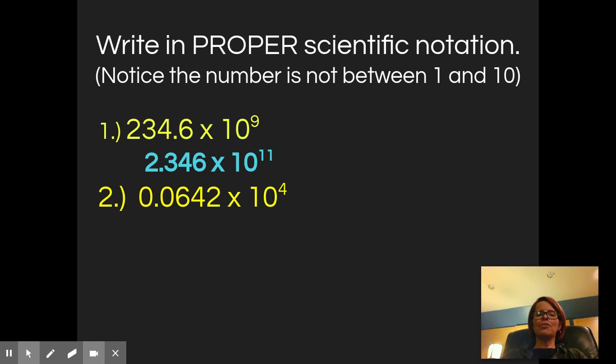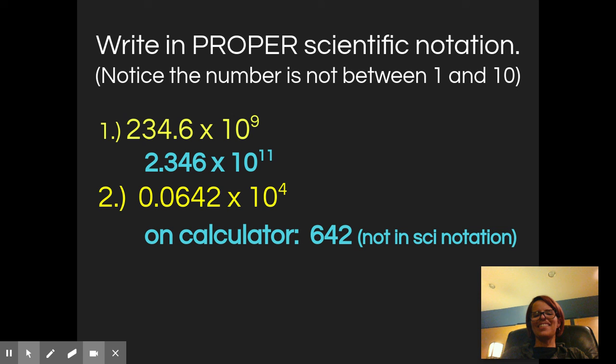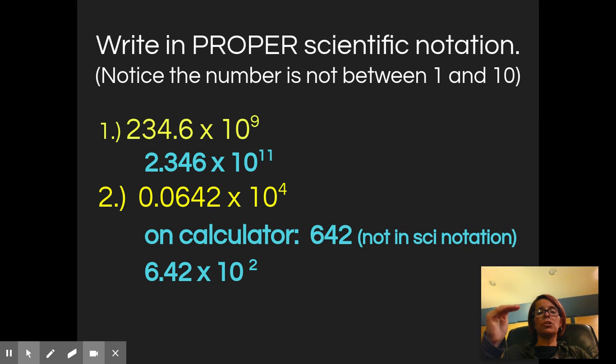If we go the opposite direction, notice that right now the decimal's in the wrong place. It needs to be between the 6 and the 4. So you have to scoot it over 2 places. What's that going to do to your exponent? If you entered this on a calculator, it would be 642, but that's still not in scientific notation. So you would need to write it 6.42 times 10 to the 2. Notice it reduced your exponent by 2 when you scooted the decimal over in the right direction, to the right.